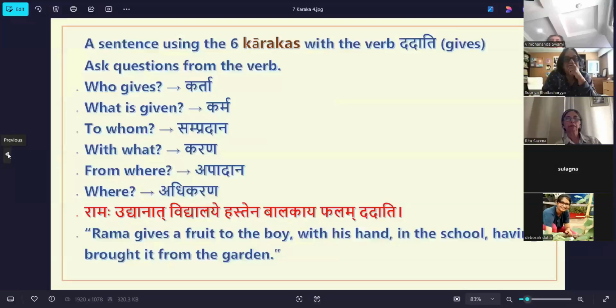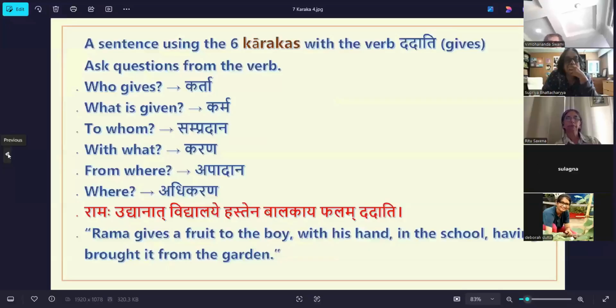Vrikshat phalam patati. Vrikshat, from the vriksha. And Prathama, so you can know easily. Prathama is very simple. So Rama gives the fruit to the boy with his hand. And here one I missed: Balakaya Sampradana. To whom is it given? Balaka. Fourth. Chaturthi Vibhakti. So in one sentence, all the karakas are there. So you can have a clear idea.